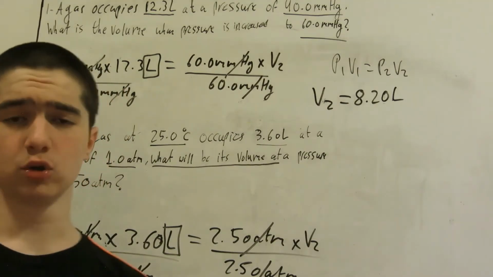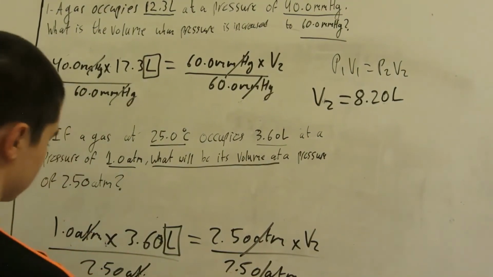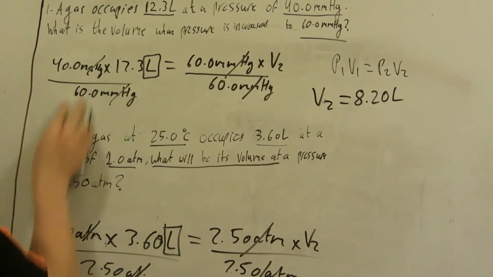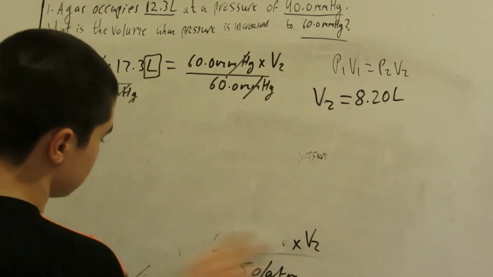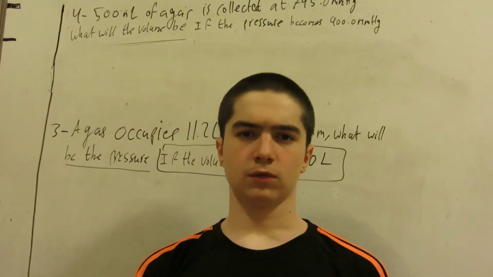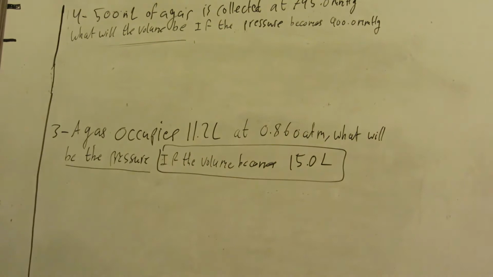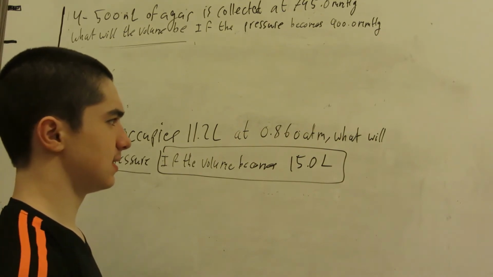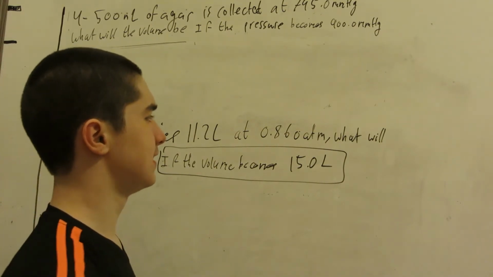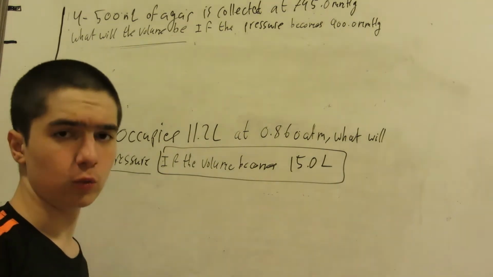Alright, we answered two questions till now. Now let's go for more questions to solve. Now we're going to go for the third question. The third question says that a gas occupies 11.2 liters at 0.860 atm. What will be the pressure if the volume becomes 15.0 liters?